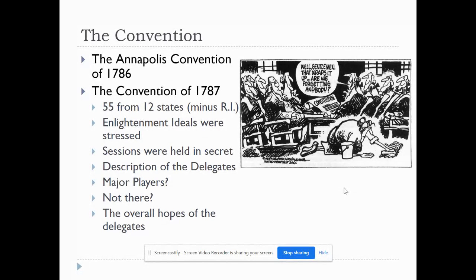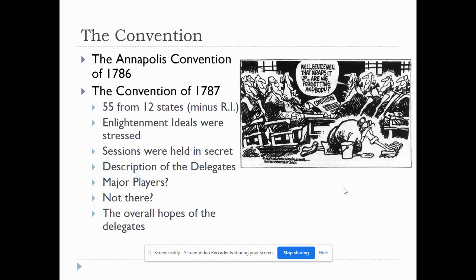Rhode Island did not show up. Rhode Island felt like you could not amend the Confederation. They didn't like the amendment idea. They didn't want to lose their status as one of 13. They were concerned that they would, because keep in mind, Rhode Island not only is the smallest geographically, but they are one of the smallest in population.